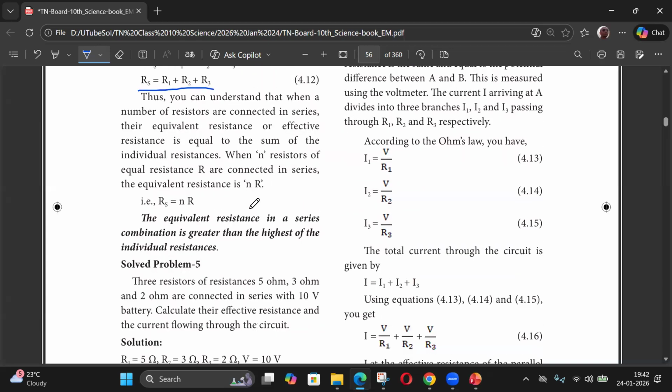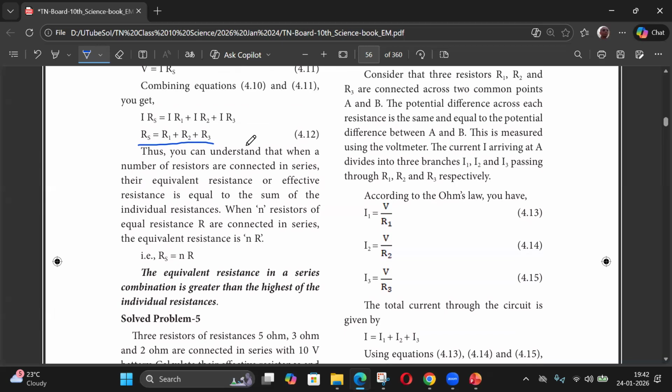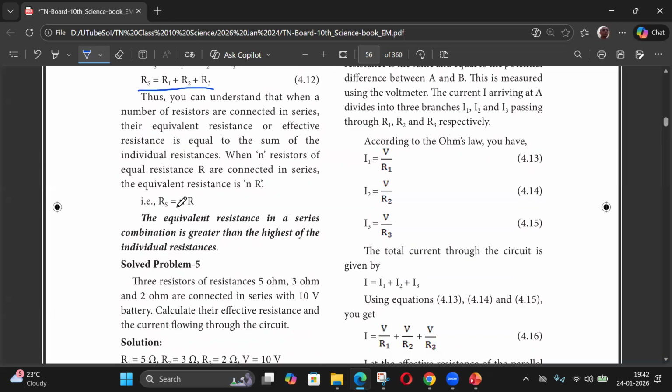RS equals R1 plus R2 and so on. So if there are n resistors, you just have to add them up to Rn. And if the n resistors are equal, it's n into R, because it's R plus R plus R, n times.